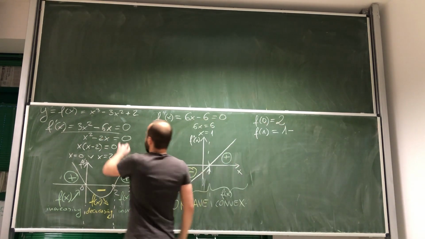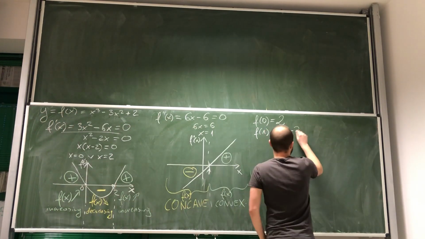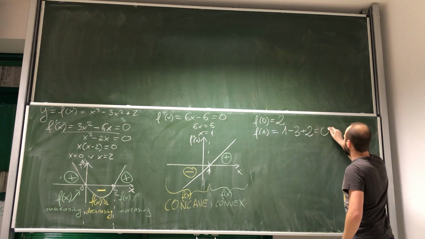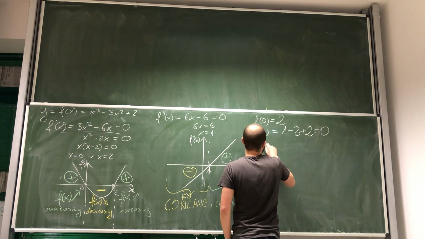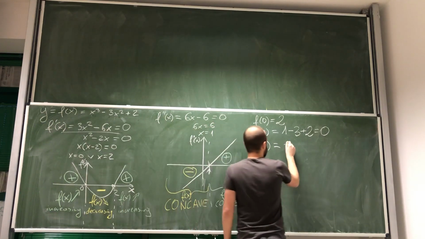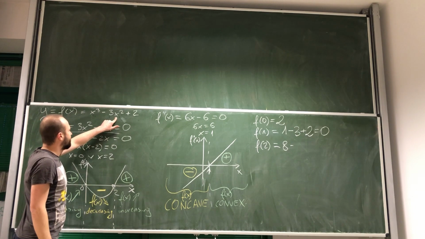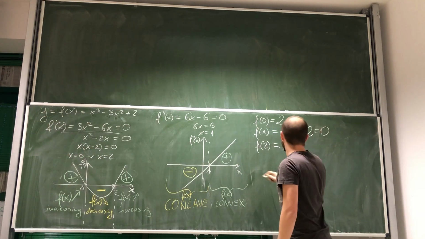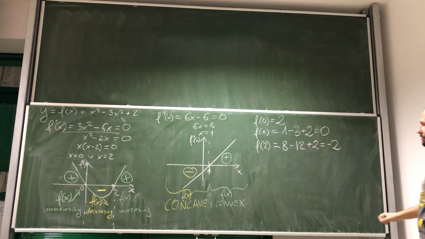Then minus 3 plus 2, which clearly is 0. And then I need to calculate f of 2, which is 8 minus 3 times 4, 12, plus 2, which gives us negative 2.